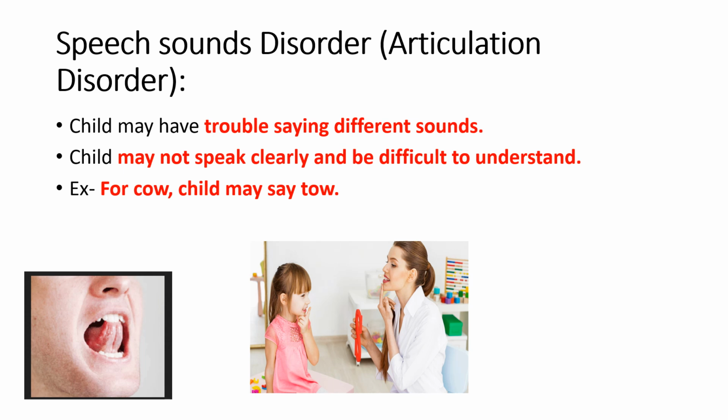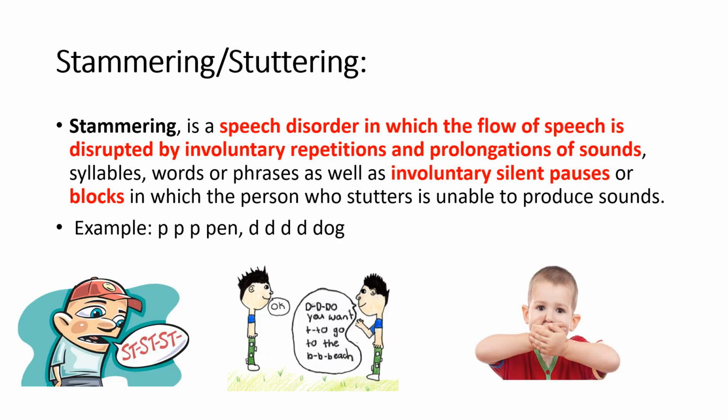So, for example, cow, the child may say cow. There is another disorder called stuttering. Commonly, we say it is stammering. In that, the child may repeat a sound or maybe a complete word, or it can be a phrase. For example, if the child wants to say pen, the child may say pop pop pop pen. The child may want to say dog, the child may say da da da dog. So in that case, again, a speech therapist can help a child with such a problem.